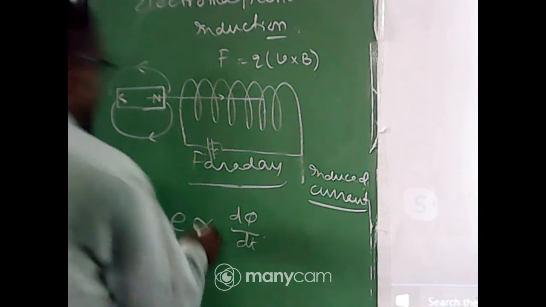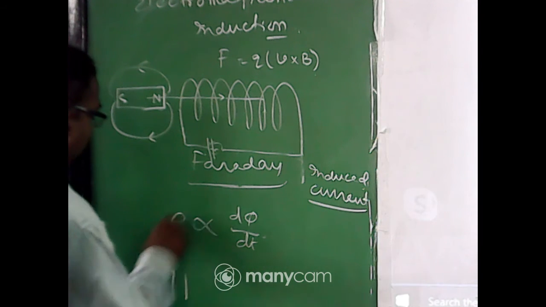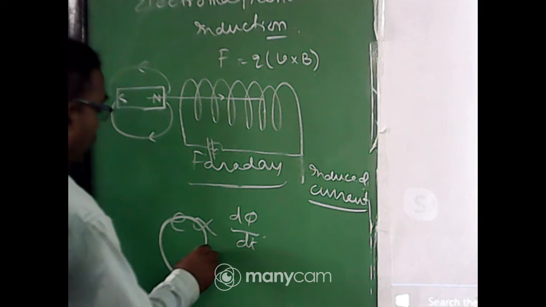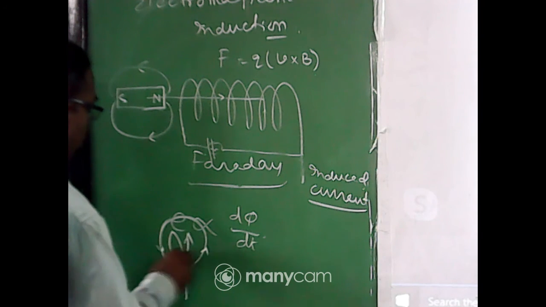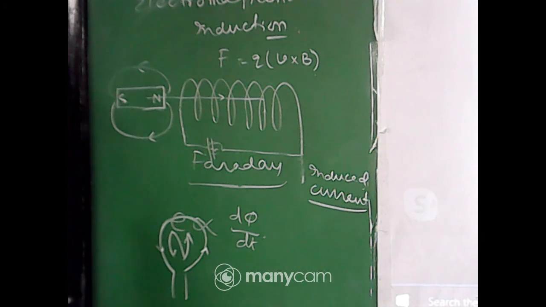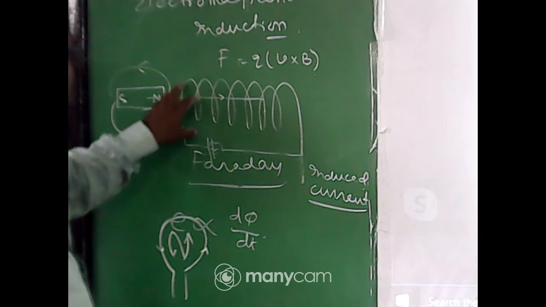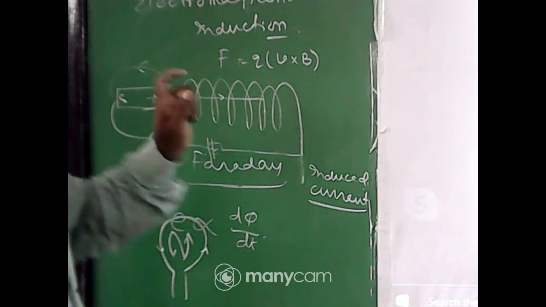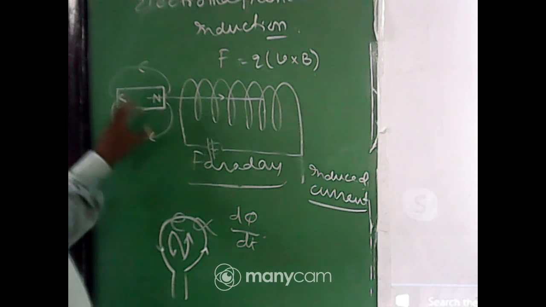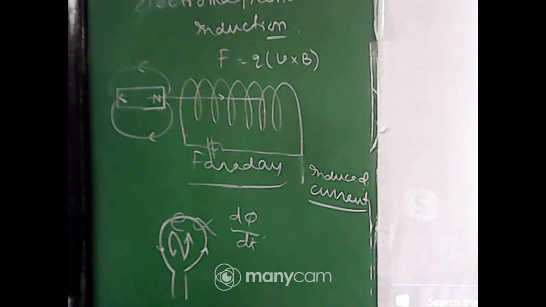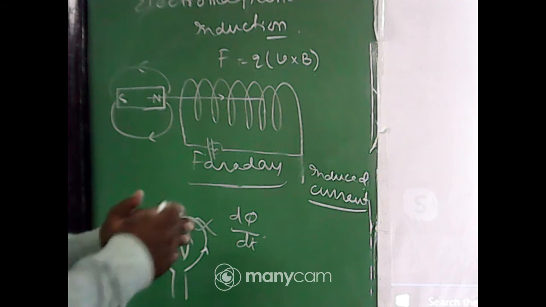Anti-clockwise means it creates the north pole. You know it. If the direction of the current through the conductor creates a magnetic field, the magnetic pole will be north. So this portion creates a north pole. So this north pole and the north pole of the permanent magnet oppose each other.